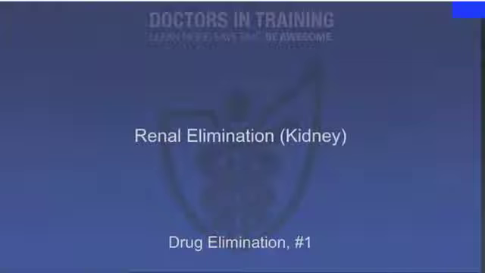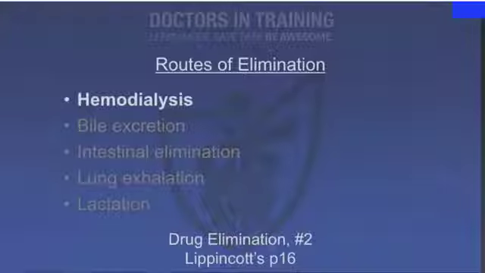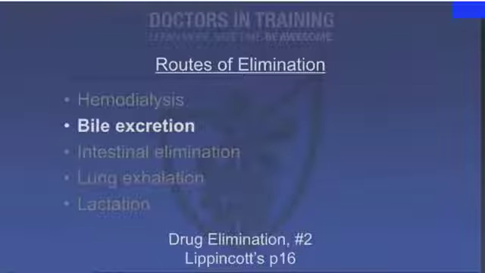Now there are numerous routes of drug elimination, but the most important one is renal elimination, or through the kidneys. Drugs are excreted in the urine very often. Some drugs can be removed through hemodialysis, which is where you take the blood out of the body and run it through a dialysis filter and remove drugs and toxins and that sort of thing in patients who have kidney failure. Drugs are also eliminated through the bile.